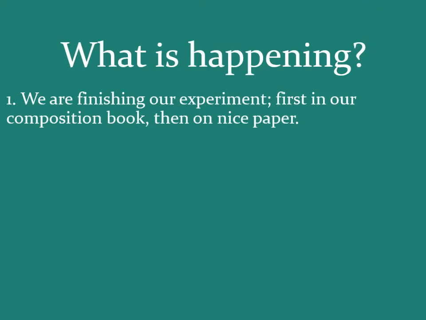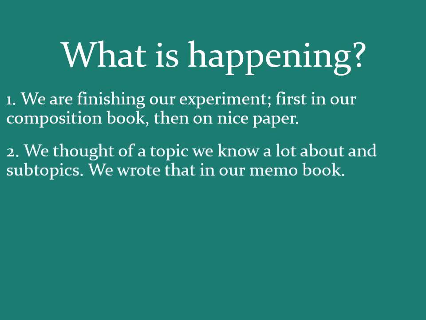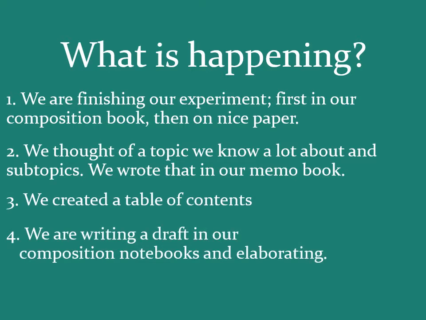But before that, for some of you who still need a reminder, let's go over the things that we've been doing recently. We're finishing our experiment in our composition book, and then on nice paper, we thought of a topic that we know a lot about and subtopics, and we wrote them down in our memo book. We created a table of contents, and we're writing a draft in our composition notebooks, and we are elaborating. Remember, to elaborate means to give more information.